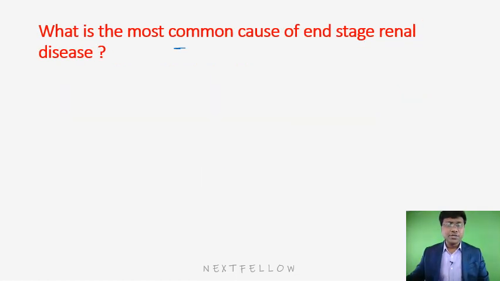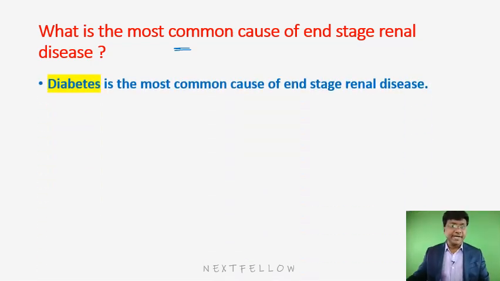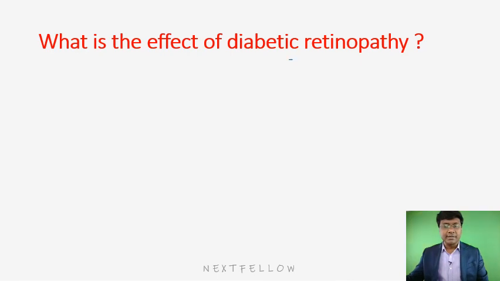Now the question is, what is the most common cause of end-stage renal disease? Please remember, the most common cause of end-stage renal disease is diabetes mellitus. We have many other causes for the development of end-stage renal disease, but among all those, the most common cause is diabetes mellitus. Okay, next. The next important microvascular complication is diabetic retinopathy.